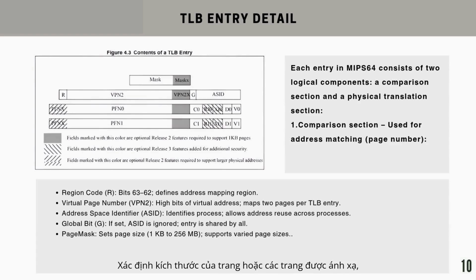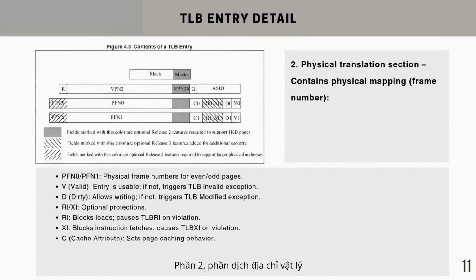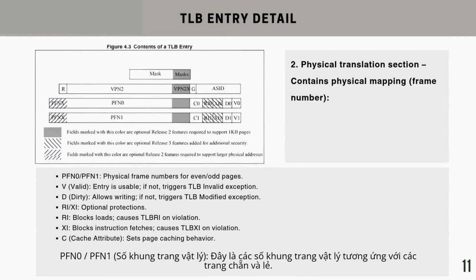This specifies the size of the page or pages that this mapping represents, supporting variable page sizes ranging from 1 kilobyte to 256 megabytes. The second is the physical translation part. This section contains the physical mapping, which is the frame number, and includes the fields. First one, PFN0 and PFN1, stand for physical frame number. These are the physical frame numbers for even and odd pages, respectively.